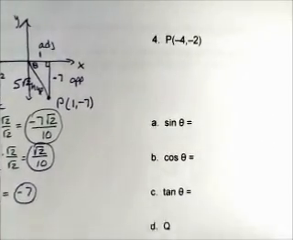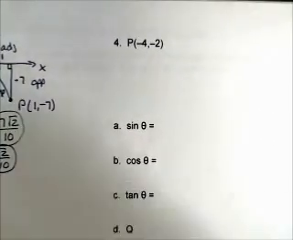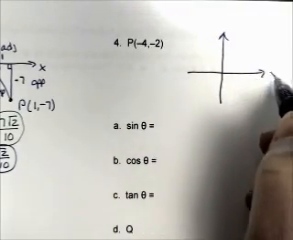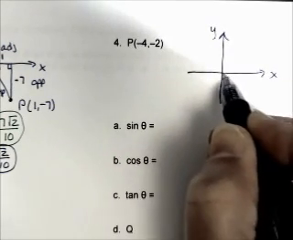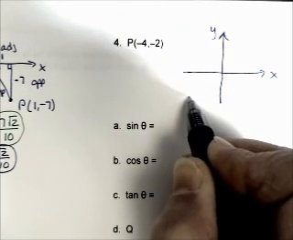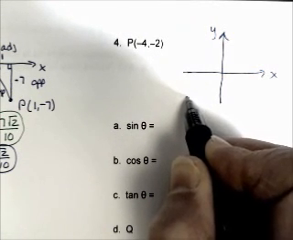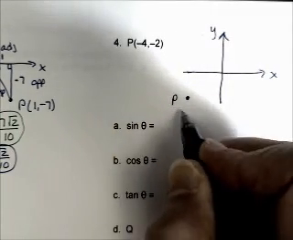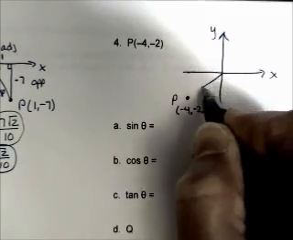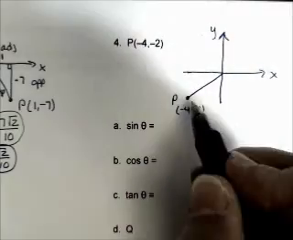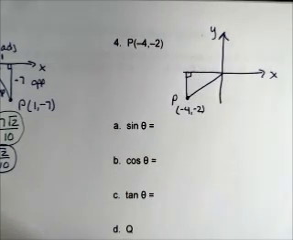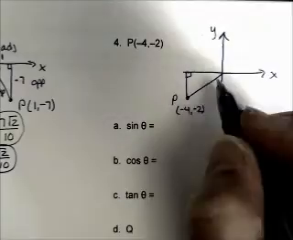And number 4, point P is negative 4, negative 2. Negative 4, negative 2. That puts us in quadrant 3. I want to make my triangle a little larger, so try this. Here's point P. Negative 4, negative 2. Origin to the point. Then a perpendicular to the x-axis. Never the y, always go to the x. Theta.